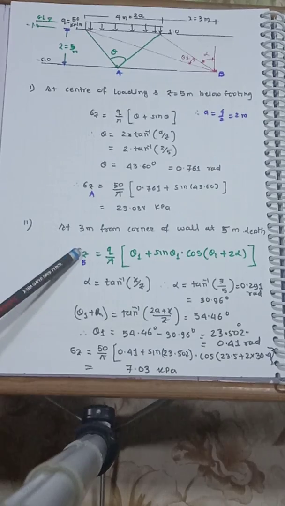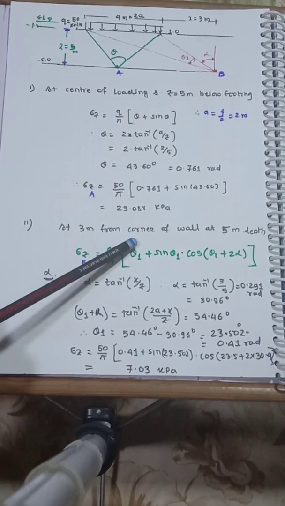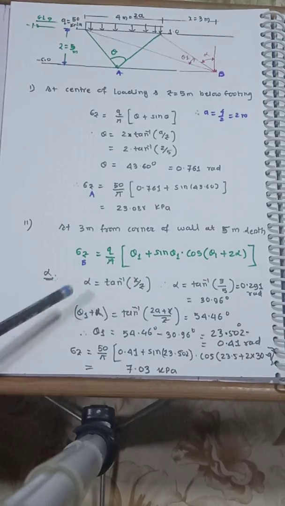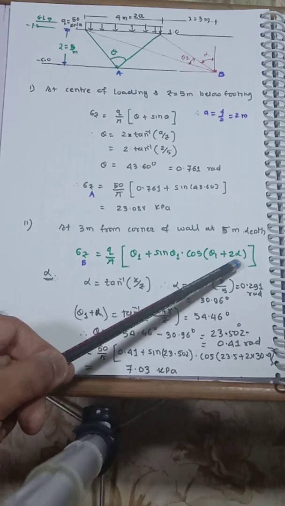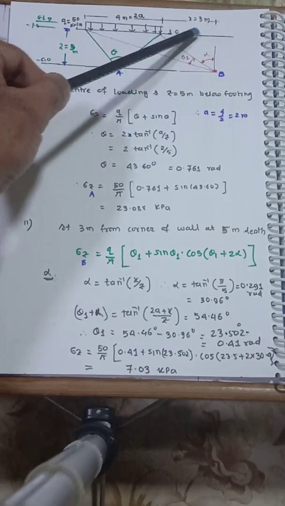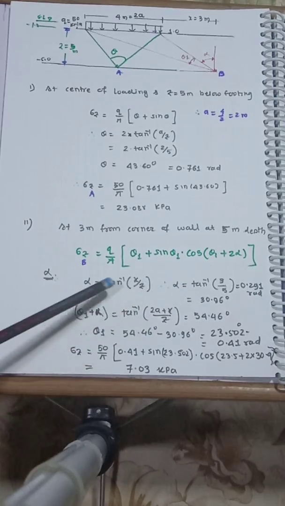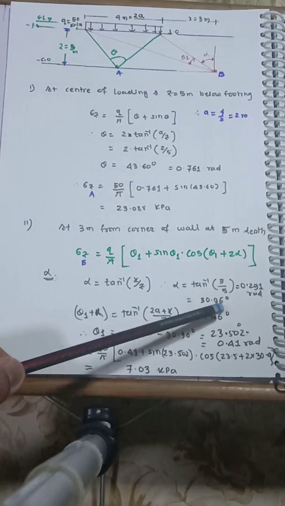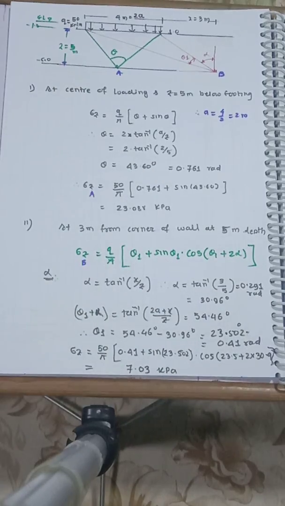Now second part, we require the stress at a point B, which is away from the corner at 3 meter away. So expression is given at B by q by pi, theta 1 plus sin theta 1 cos of theta 1 plus 2 alpha. So first calculate alpha, that is tan inverse of x by z. So therefore substituting value x is 3, z is 5 meter. So you get 0.291 radian or 30.96 degree.